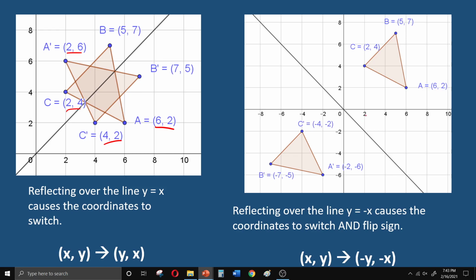When you do it over the line y equals negative x, you flip them around and you change the signs. So 2, 4 becomes negative 4, negative 2. And just to do another example, if you had negative 4, 2, you're going to flip that around and change the signs. So that will become negative 2, positive 4. And then you can visually confirm, oh yeah, that is a reflection across that line. So you flip the coordinates around and you change their signs for that transformation.